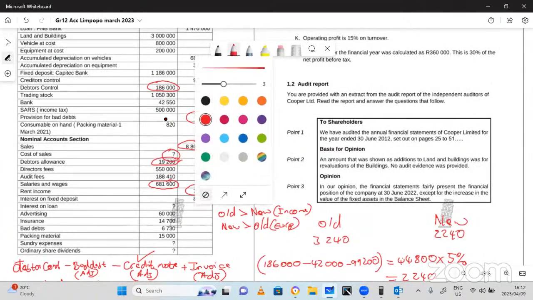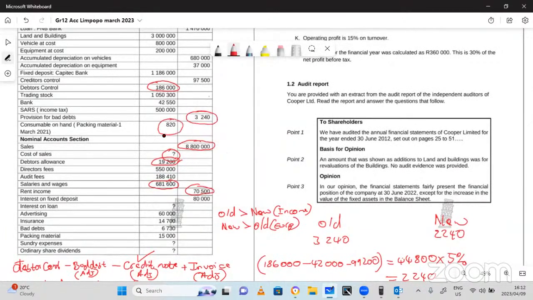And students, you will forget this. I know you, because in most of your exercises, it's not there. So be careful of these small things. Always check whether you have any opening balance.